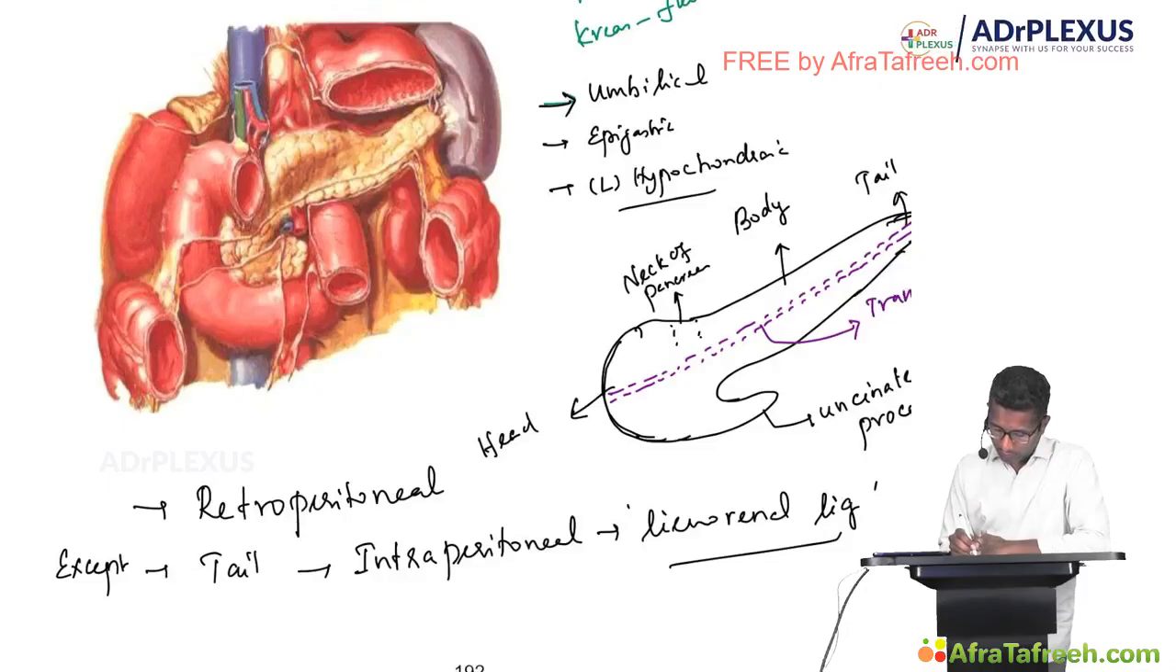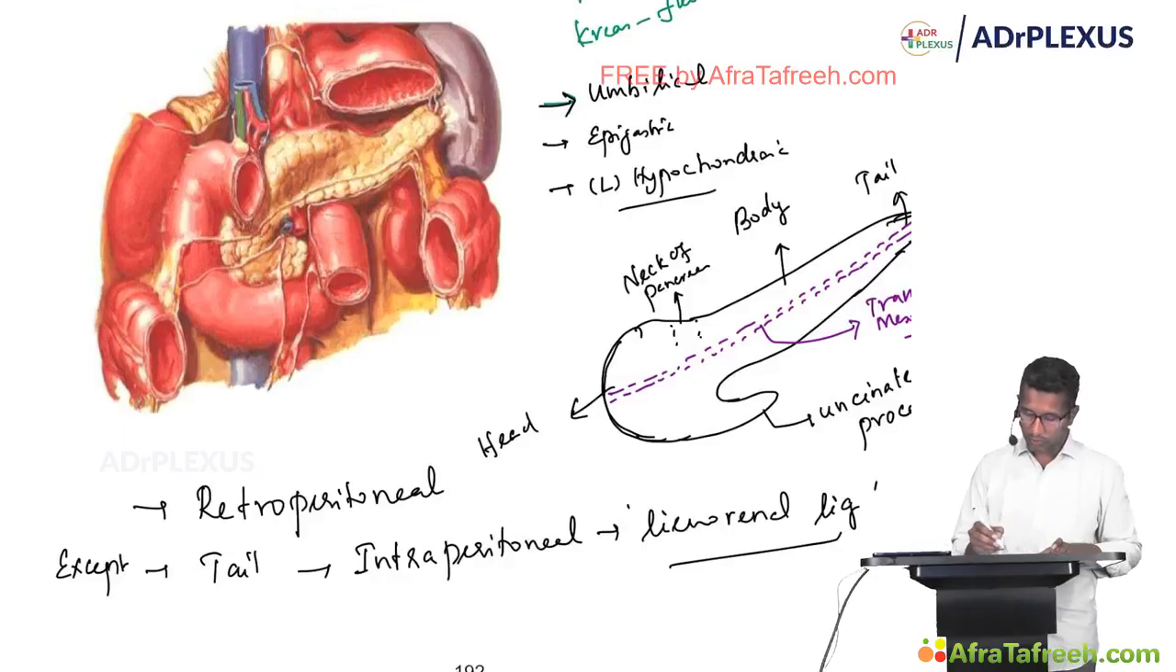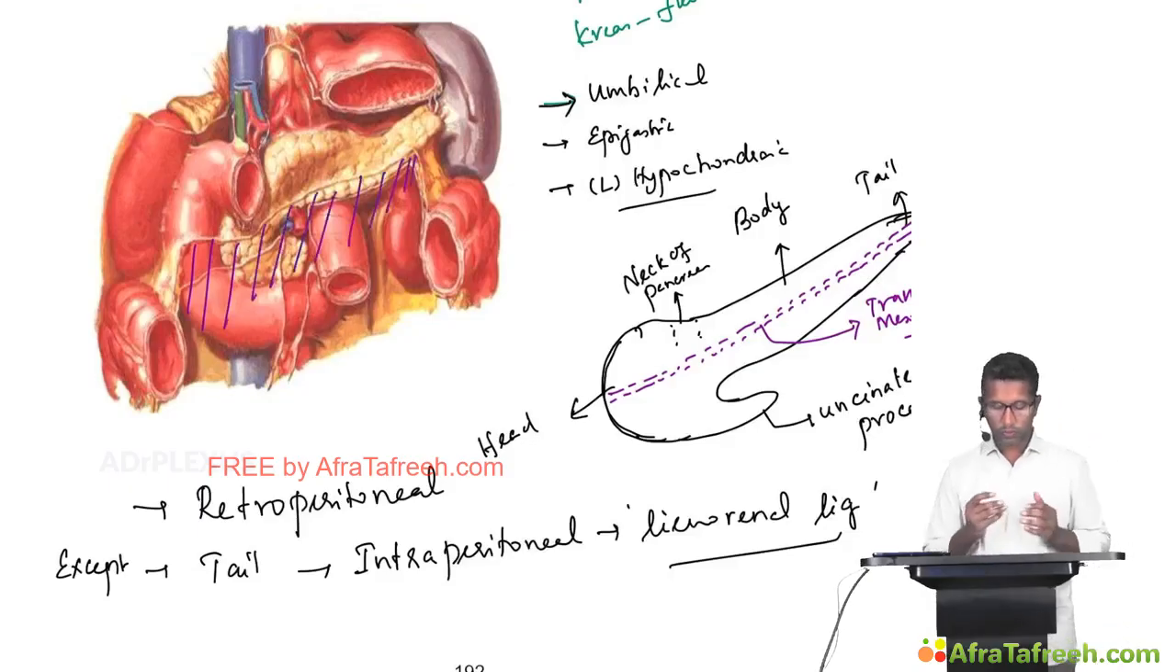So what is this, guys? This is called the transverse mesocolon. The transverse mesocolon is an intraperitoneal portion of the large intestine. It connects the transverse colon, which is a part of the large intestine, and it is attached to the anterior border of the pancreas. If you see here, they have removed the transverse mesocolon. This attachment that you see here is the transverse mesocolon.